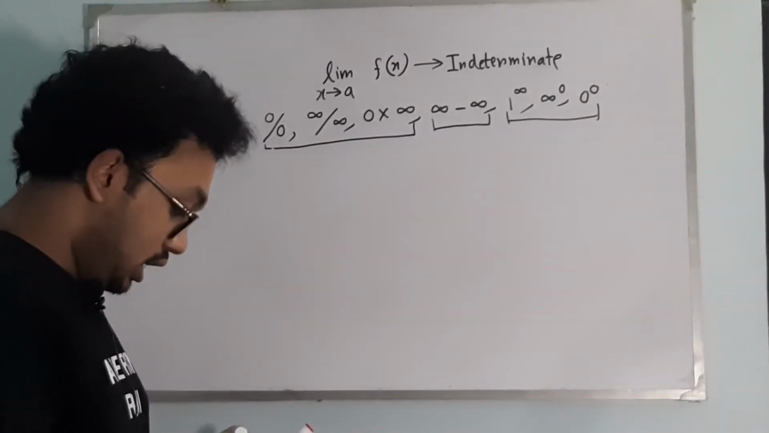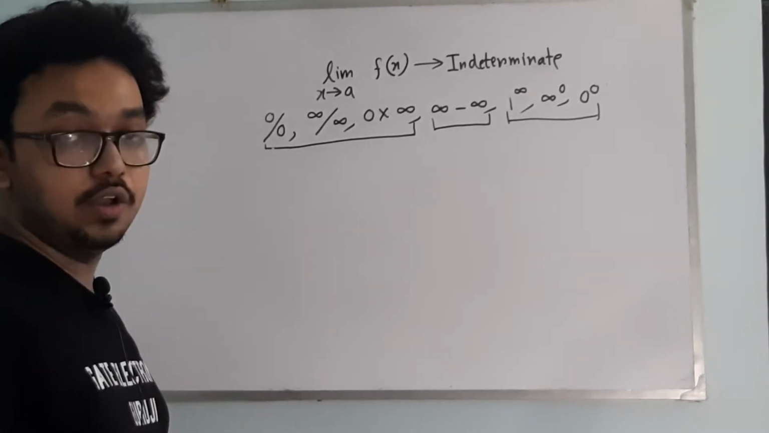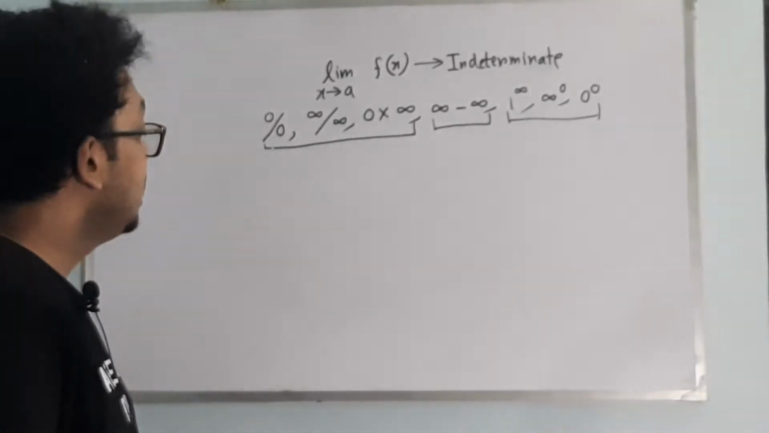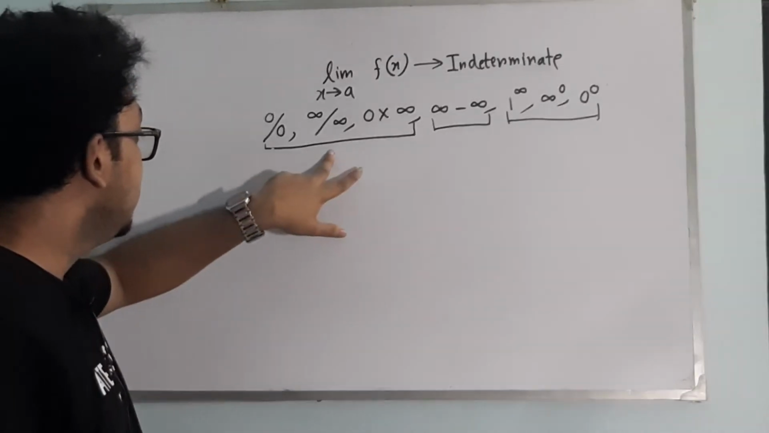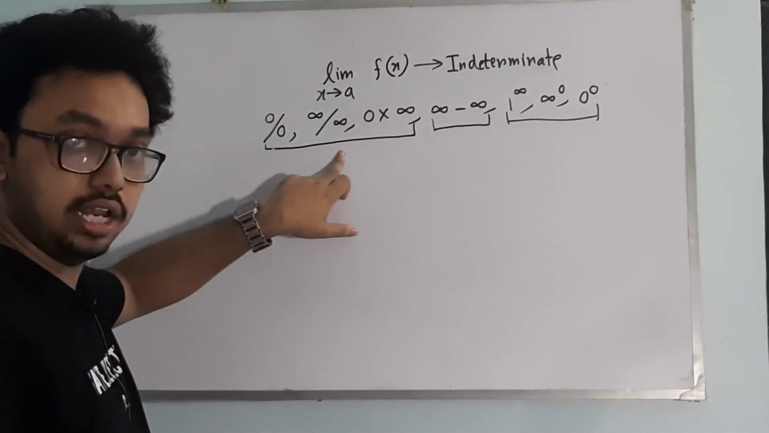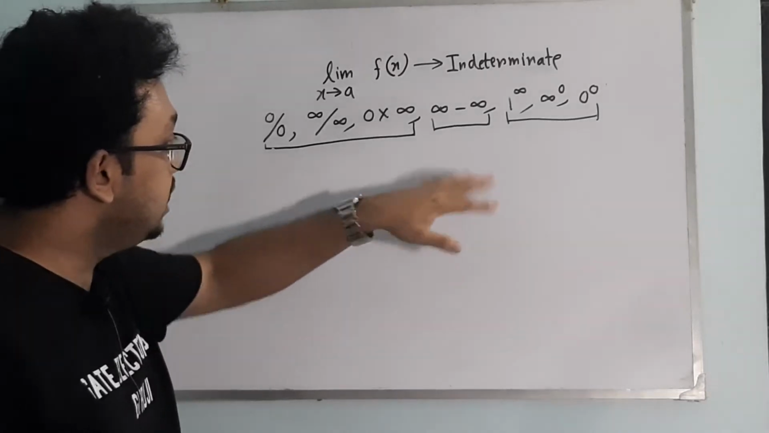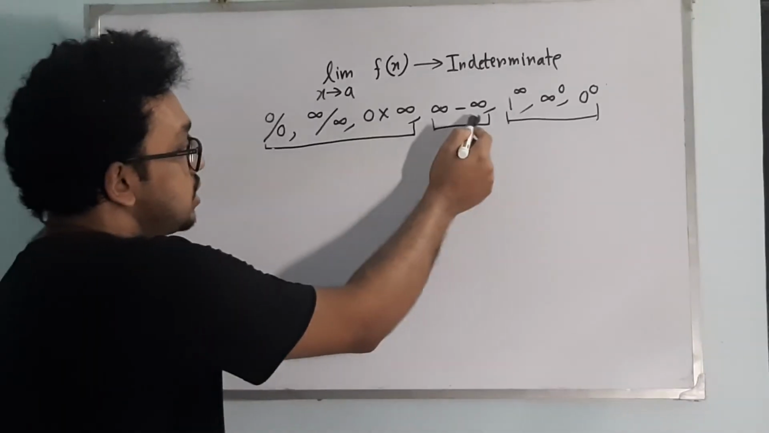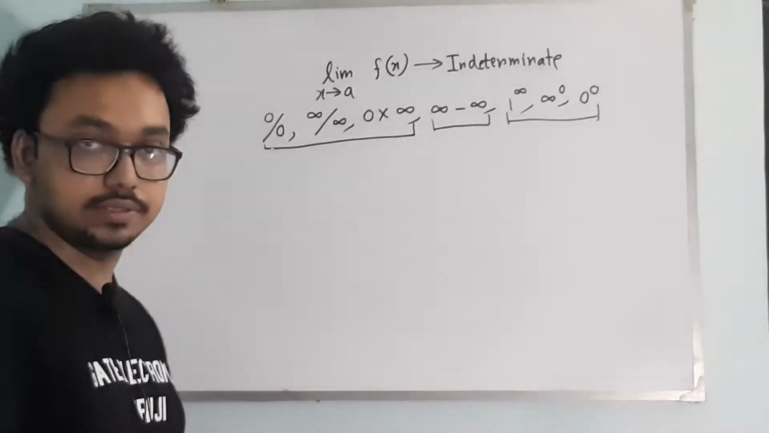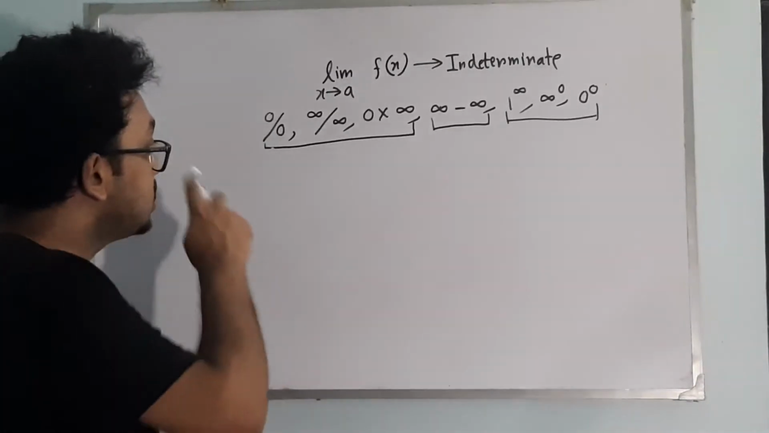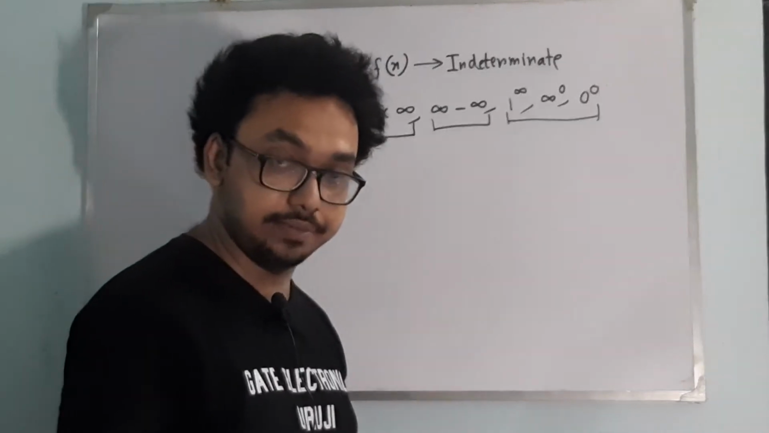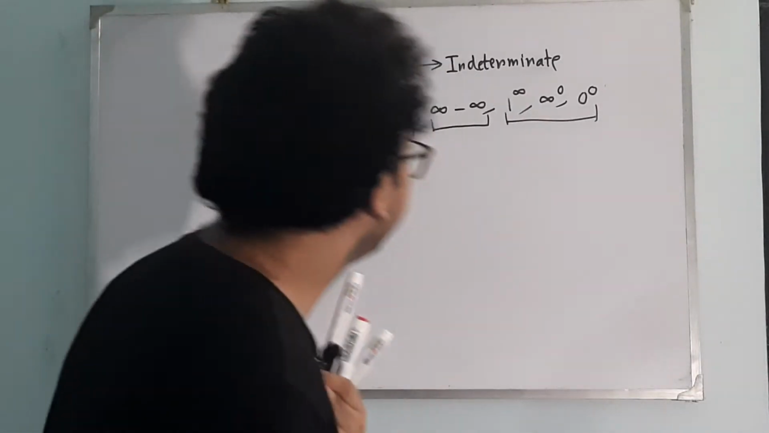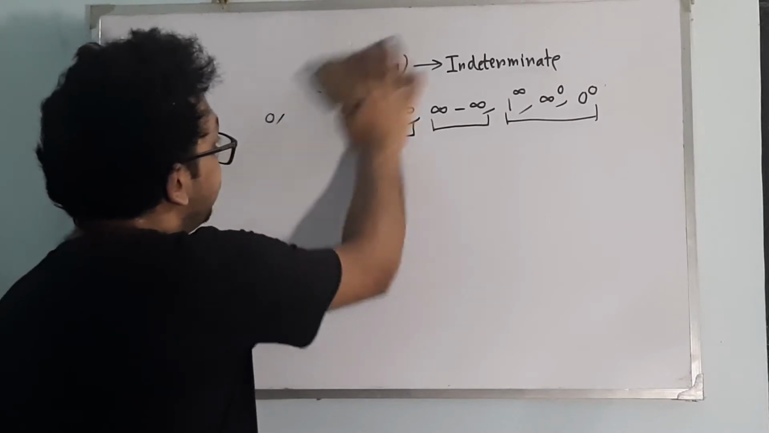Clear? I don't want to make this video unnecessarily long, that's why in this video I will discuss only the type 1 or the category 1 of the indeterminate forms, and in the next video I will discuss the remaining 4 indeterminate forms. Clear? So let me now start with 0 by 0, infinite by infinite, and 0 into infinite. Alright, so I am erasing this portion.